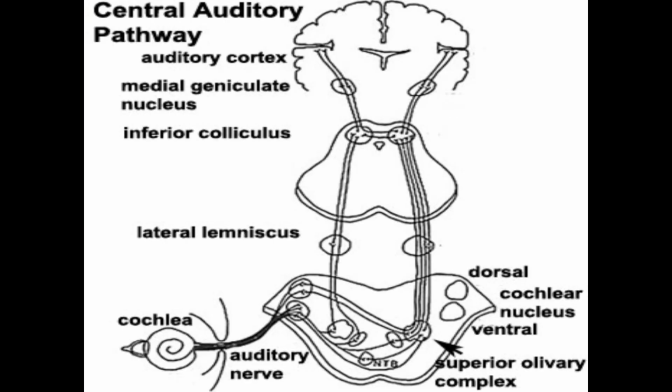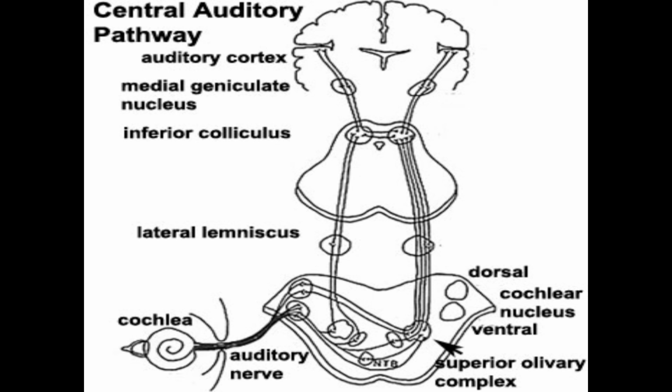So the cochlear nerve starts from the hair cells, and this is the first order neuron which ends on the dorsal and ventral cochlear nucleus. From here the second order neuron begins and they cross to the opposite side to end on the superior olivary complex. From the superior olivary complex the third order neurons originate and they ascend upwards as the lateral lemniscus and reach the inferior colliculus of the brain.